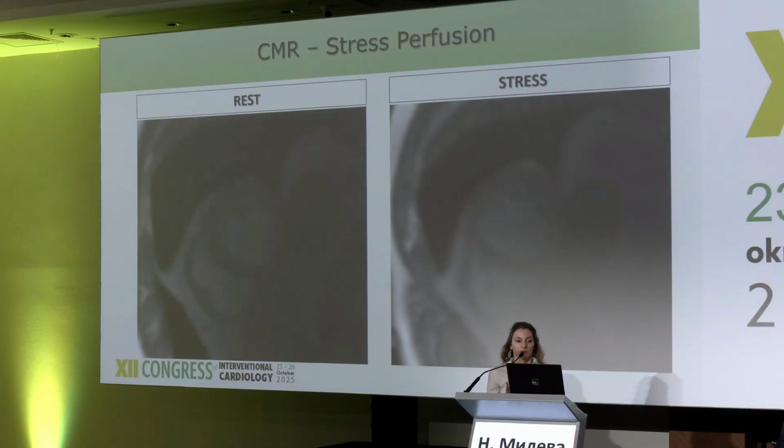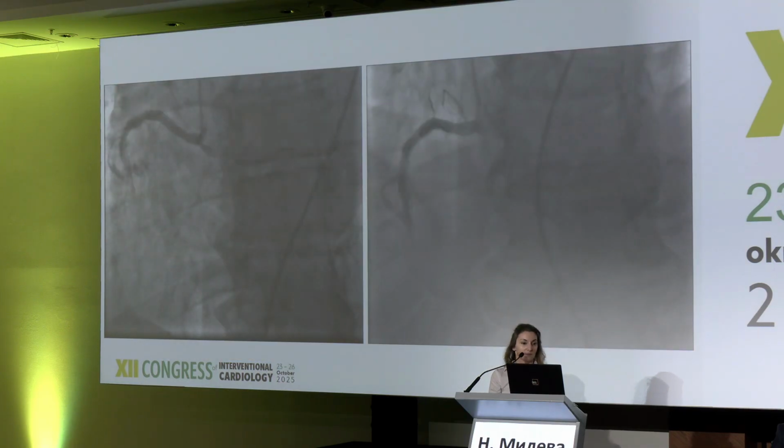What we saw from the stress protocol, at rest and in stress after the dipyridamole infusion, is that there is no perfusion in the inferior wall. So we have confirmed that there is no vitality in the inferior wall. However, we see some disturbances in perfusion after the dipyridamole in stress on the anterior wall. So probably there is some other ischemia on the anterior wall. This was our indication for invasive coronary angiography.